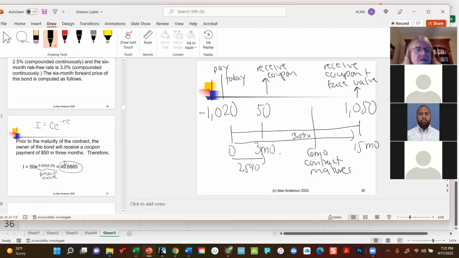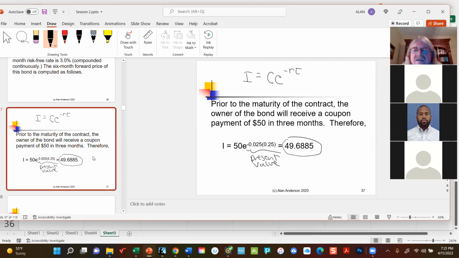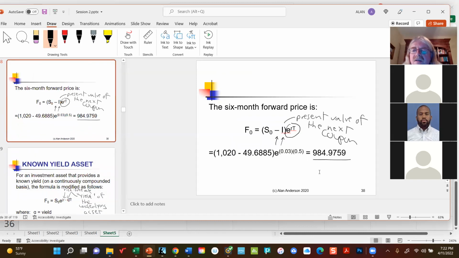So here's what we're going to do. We'll calculate the present value of that next coupon payment that we will indeed receive. And here's that present value that I just mentioned. It's C e to the minus RT. C is the coupon of 50. The rate is 2.5%, and the time is a quarter of a year, 3 months. So that means in order to have a $50 coupon in 3 months, it is equivalent to having 49.6885 today. That gets plugged into my formula. We subtract that because remember, I'm not getting that cash flow as long as I own the forward contract. That reduces the value of the contract.